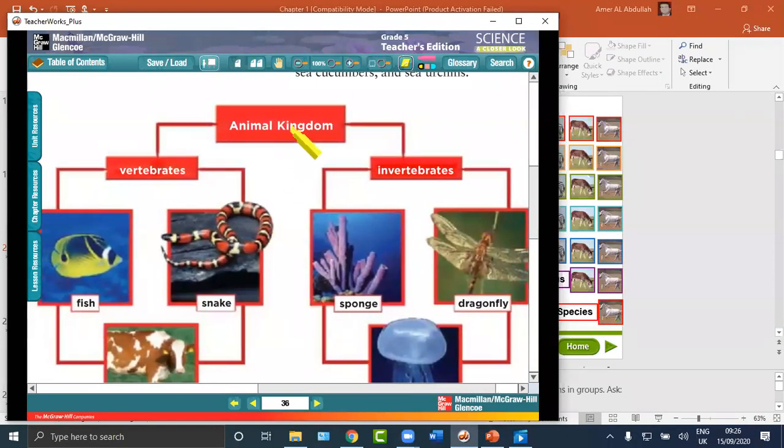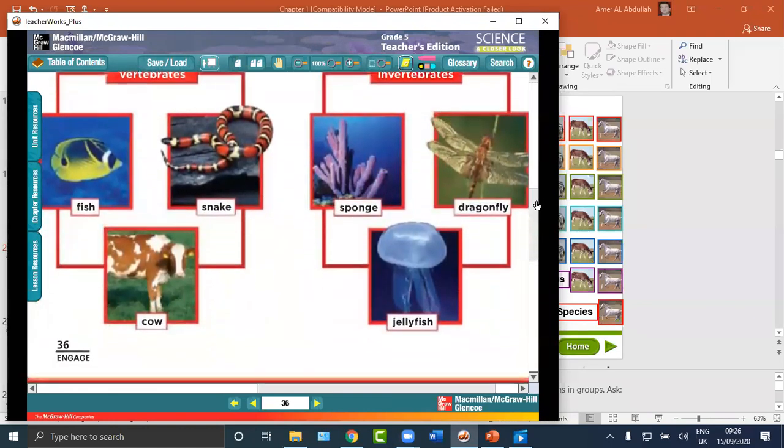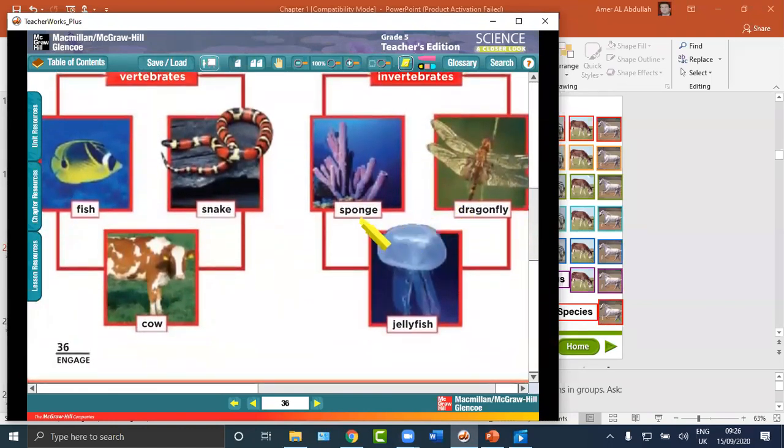Animal kingdom, vertebrates, invertebrates. We will distinguish between vertebrate and invertebrate. Dragonfly, sponge inside the sea, jellyfish, cow, fish.